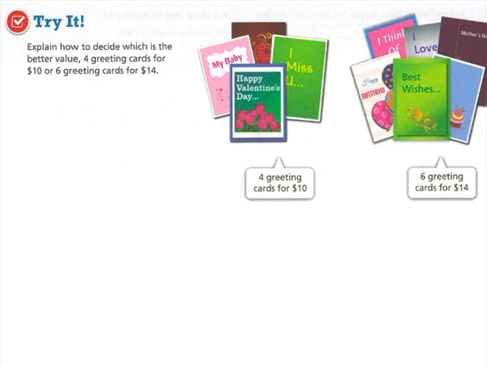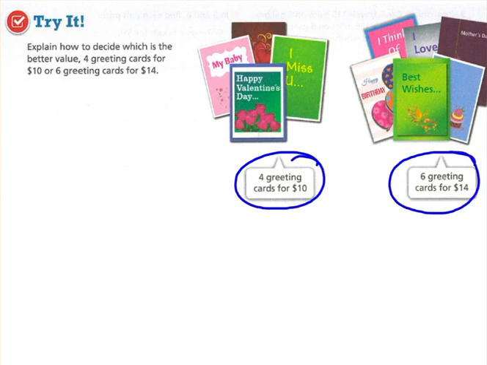All right. So if you think you can handle this next one, I'm okay if you want to pause me and try it for yourself and then hit play. If you'd rather go through the problem with me, just keep following along and pause me whenever you need to. But this one says, explain how to decide which is the better value. 4 cards for $10 or 6 cards for $14.